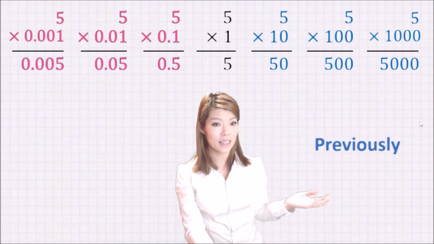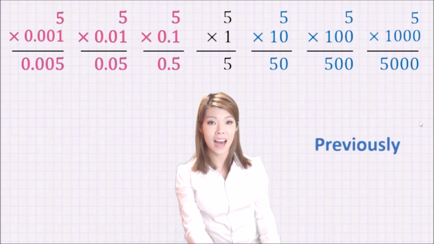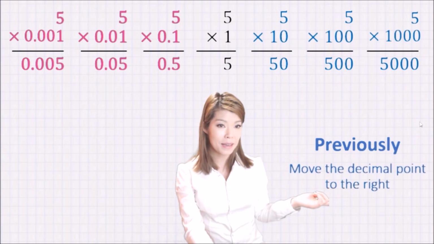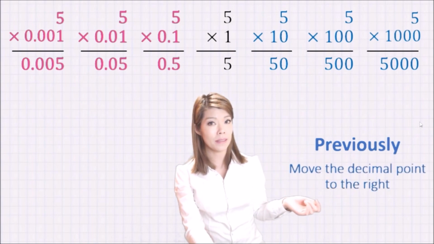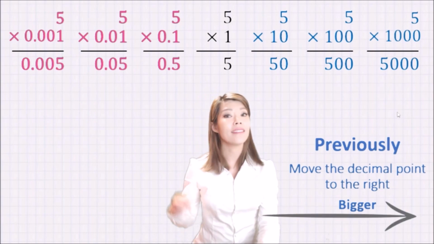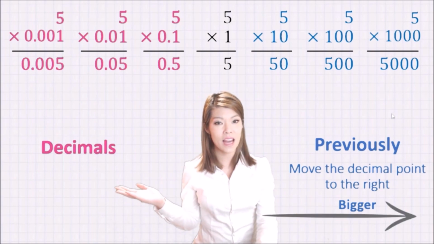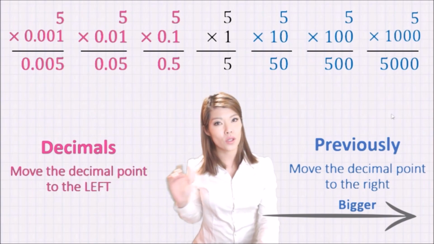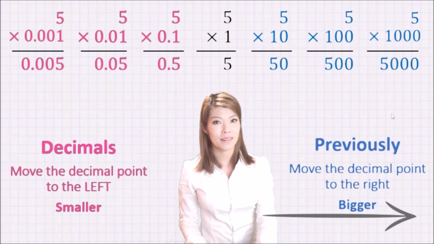So previously, when you multiply by 10, hundreds, thousand, you move the decimal point to the right by adding zeros, and you made the number bigger. And today, we're looking at decimals, which means we're looking at smaller values and moving the decimal point to the left instead. Let's do 0.34 times 0.02.